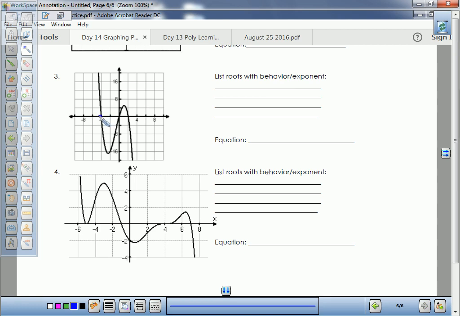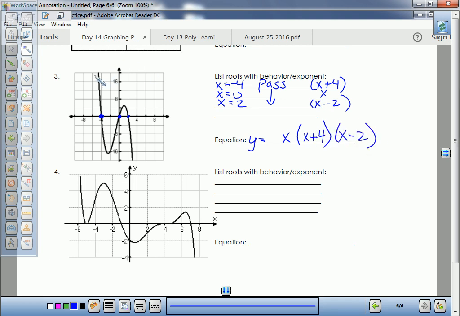Okay, this one. If we look at this one, we have roots at -4, at 0, and at 2. Okay? And so they're passing with each one of them. And so this would give me x plus 4. This gives me x. This gives me x minus 2. So my equation would be this. X plus 4, x minus 2.